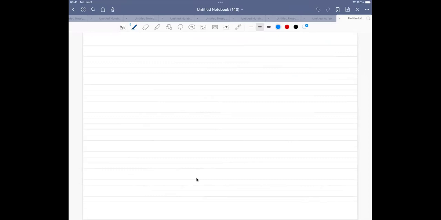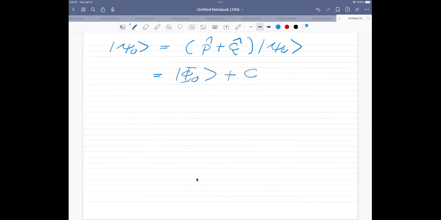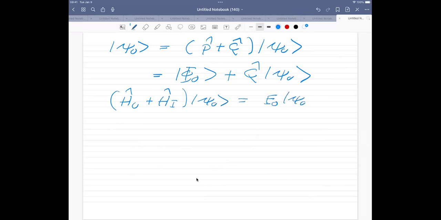And the total wave function then is something which we can rewrite in terms of these operators as P plus Q, since this is the identity, acting on psi 0. And if we then write it out, since we use this intermediate normalization, what we have is phi 0 plus Q times psi 0. And if I then look at the Schrödinger equation, which I put up, I have now an H0 plus the interaction piece acting on psi 0, which is equal to E0 of psi 0.